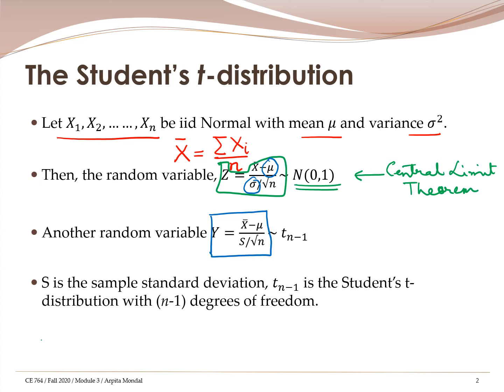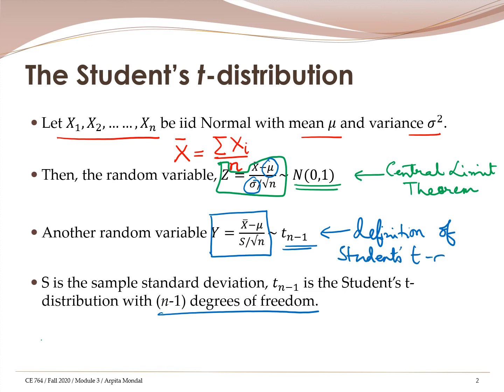By definition of the student's t distribution, this variable y will belong to the student's t distribution with n minus 1 degrees of freedom, similar to how the chi-square distribution was defined. So in this case, we have another transformed random variable y, which is given by x bar minus mu divided by s by root n, where s is the sample standard deviation. So this is basically the definition of student's t distribution. And why do we need to study this? Because when we do hypothesis testing on the regression coefficients, we have to use this t distribution.